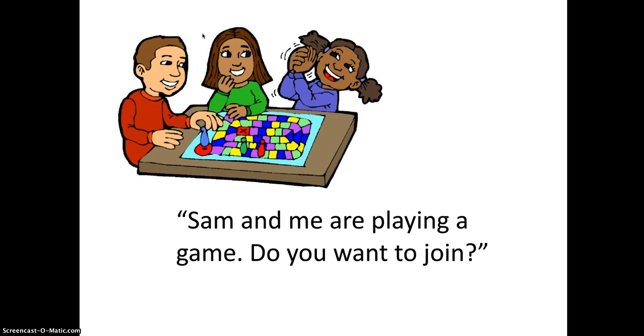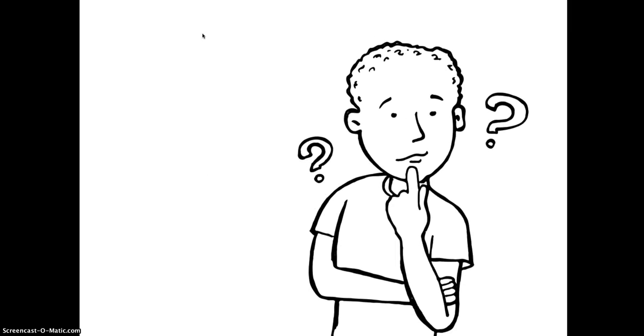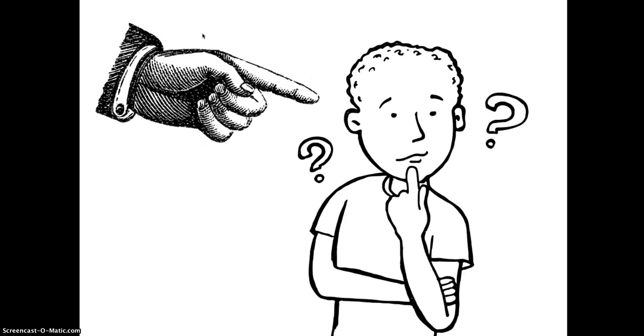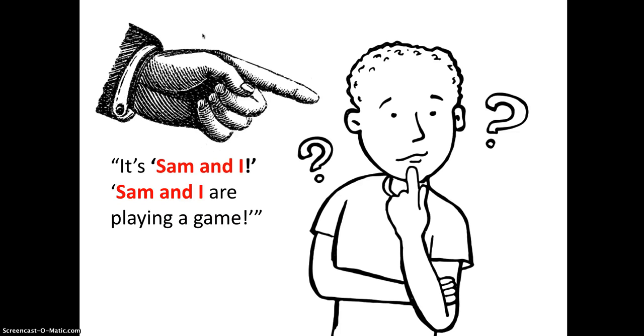Often we hear children saying something along the lines of, "Sam and me are playing a game. Do you want to join?" And quickly, an adult will step in and correct the child by saying, "It's Sam and I. Sam and I are playing a game."